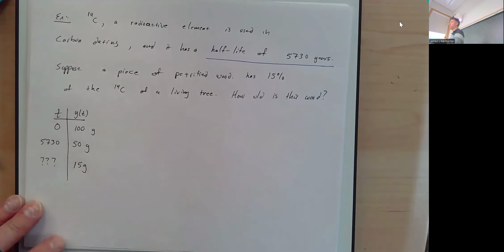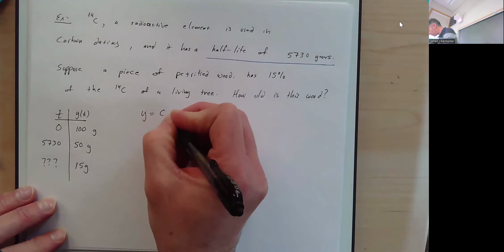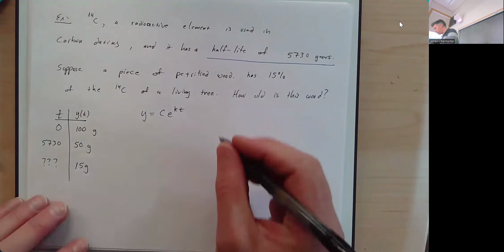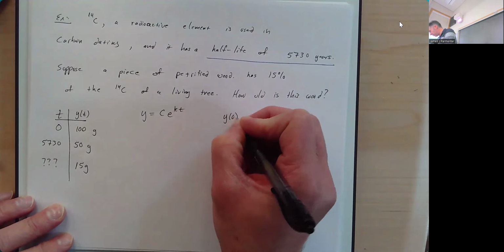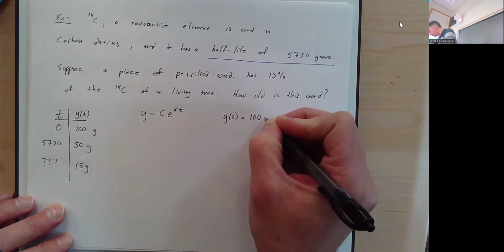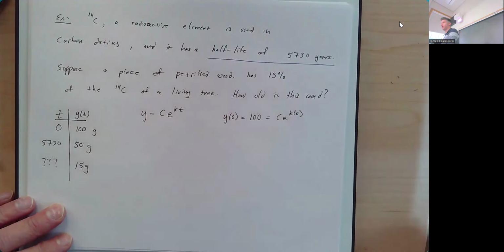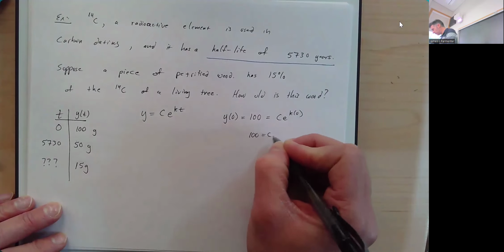All right, so then we're going to do the usual things. We're going to use our data points, start with the model, figure out what C and K are, and then answer the question. So here's our usual model: Y equals C e to the kt. We know that C is going to be 100. I think you are perfectly fine to bypass saying that Y at time 0 is equal to 100, which is equal to C e to the k times 0. You can skip that and just say, yeah, I know that C is going to equal 100.